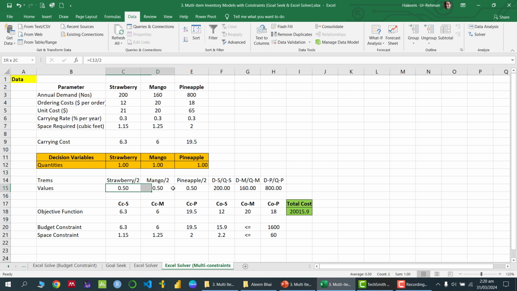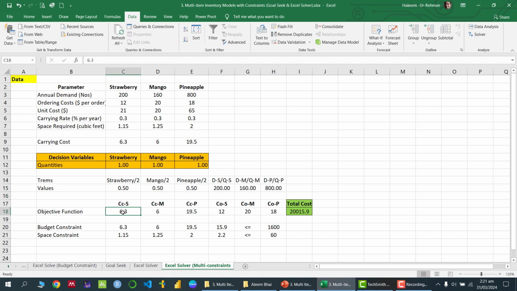And then we are finding the number of orders. How can we do that? Simply, for strawberry, the demand is 200 divided by this quantity. This is the number of orders we have to place for strawberry. This is the number of orders for mango. This is the pineapple. Similarly, demand divided by Q. So this is the average inventories for each product. This is the number of orders.